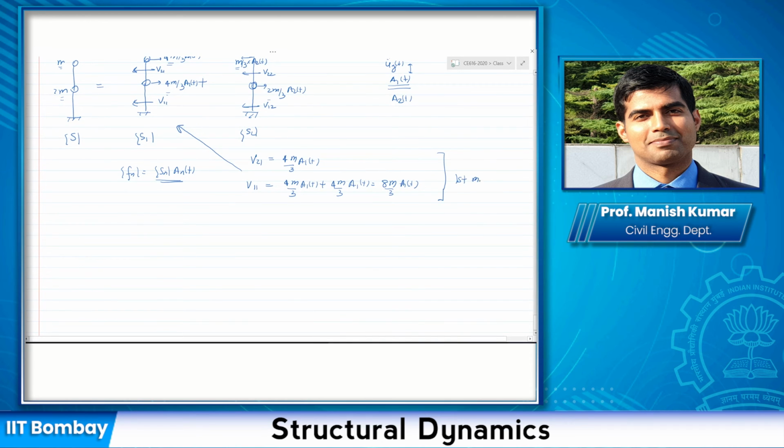This is the first mode. For the second mode again, V22 is minus m by 3 A2t. Remember, it is just this force. And V12 is the sum of both two. So I will have 2m by 3 A2t plus, or let us say minus here, minus m by 3 A2t, which basically is m by 3 A2t.